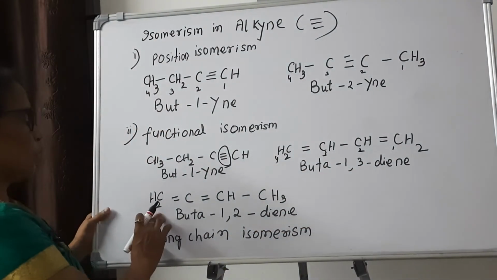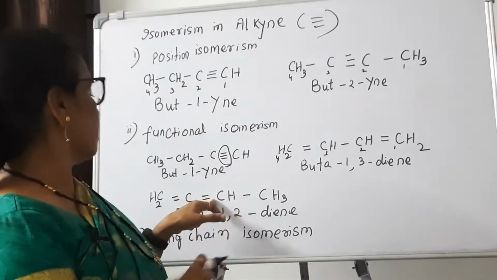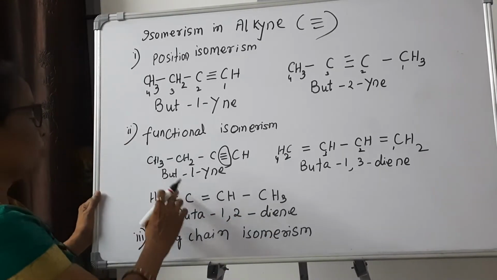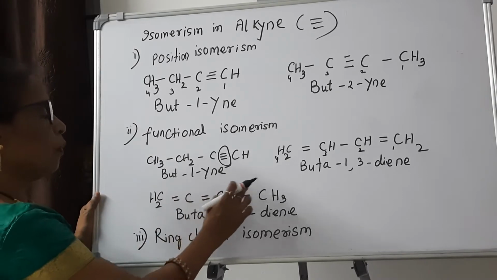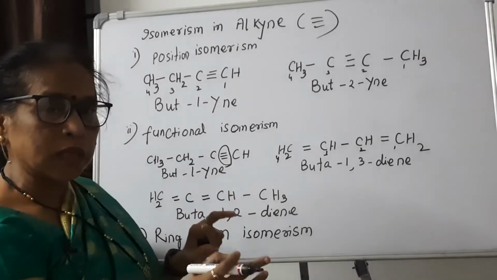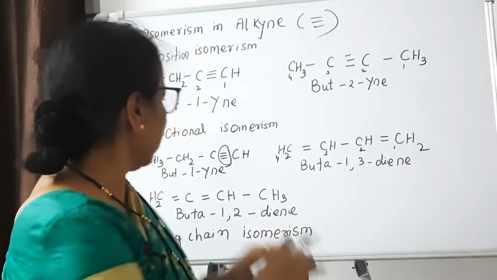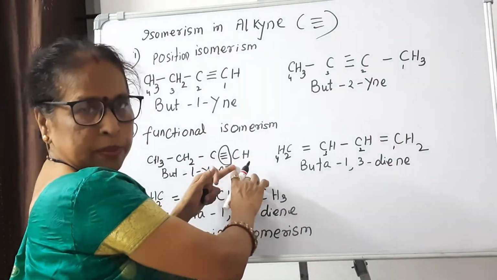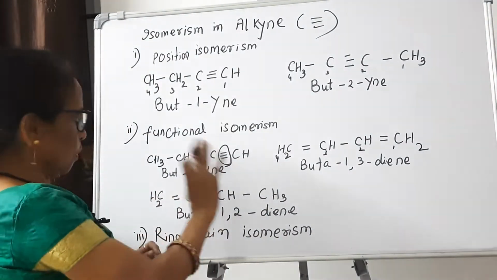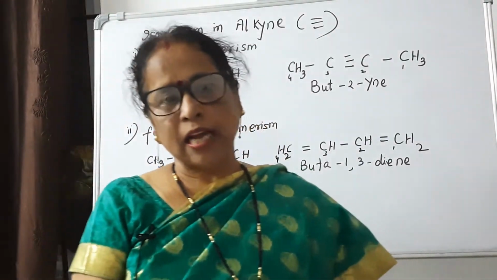Buta-1,3-diene. Then here also you can see after 1 there is a double bond and after 2 there is a double bond. So the name is buta-1,2-diene. Check it: 2 2 4, 2 2 4, or 2 3 4, 3 1 4. That means the carbons are satisfied in their valency. Now, buta-1,2-diene: after 1 there is a double bond, after 2 there is a double bond. That means in the alkyne this is the triple bond functional group, and here it is the double bond functional group, here also it is a double bond functional group.